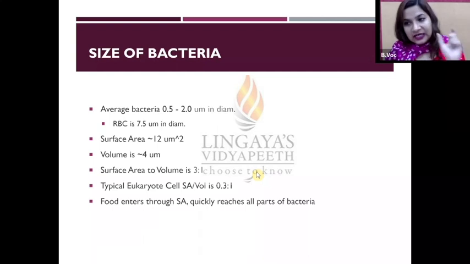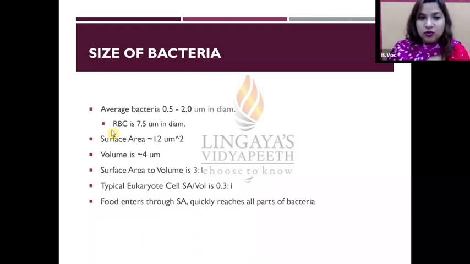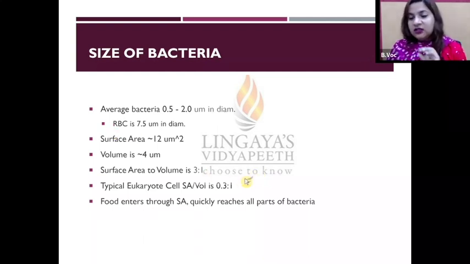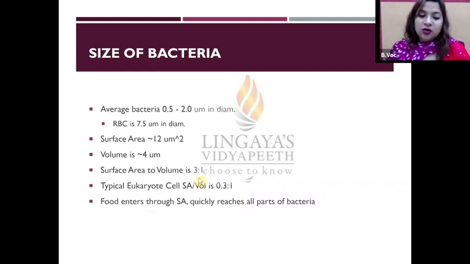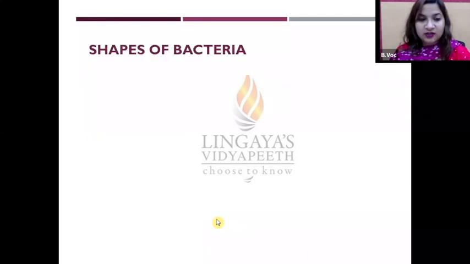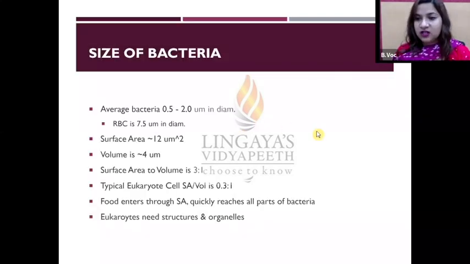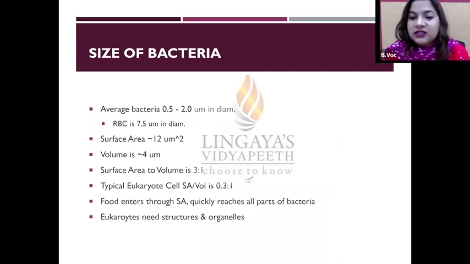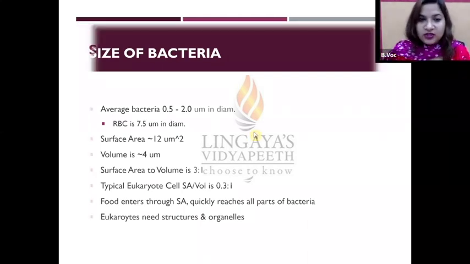You have to learn these things. All right. So you just have to learn this. There is no shortcut to this. You have to learn. All right. So this is about the prokaryotic bacteria, but eukaryotes need structure and organelles, which has nothing to do with the bacteria. So if we talk about the size of the bacteria, the average bacterial size is 0.5 to 2 micrometer in diameter. This is the most important thing.